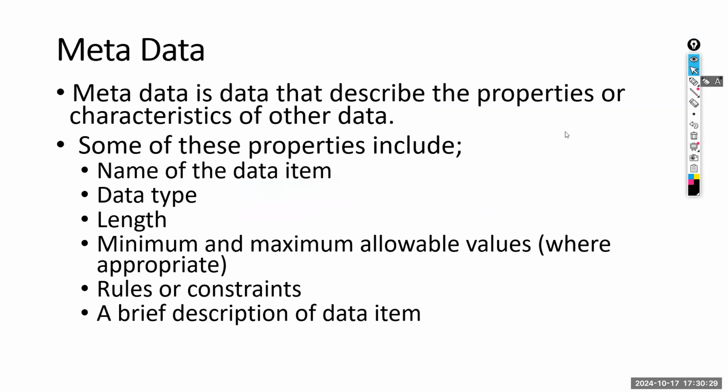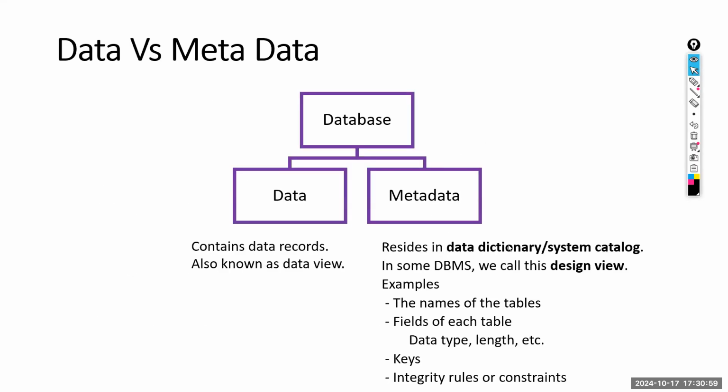So metadata is data that describes the properties or characteristics of other data, like the name of the data item or table, data type, length, maybe minimum and maximum values, minimum and maximum width, some other constraints, validations, even maybe a brief description of your table and descriptions of your fields. Those also can be kept in your database under the system catalog or data dictionary. So these are the technical terms we use.